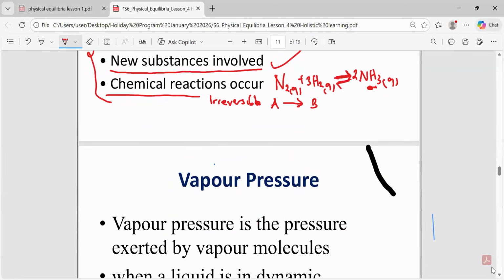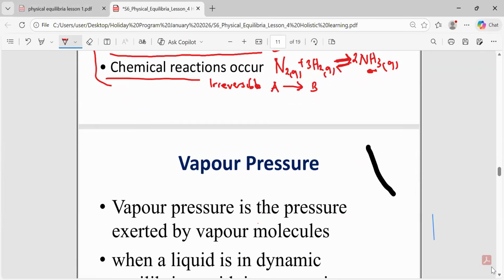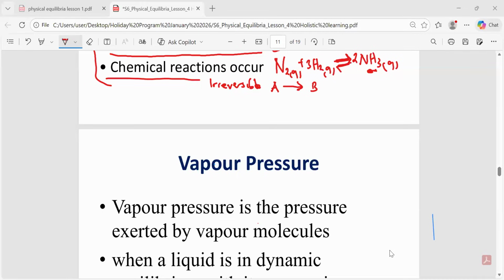Okay, let's look at something small about vapor pressure, and then we can see how to move on. We have already looked at examples of physical equilibria, and we want to go through vapor pressure, and then we can move on. There are those who are writing on our screen. I would like us to see how best we can stop them.